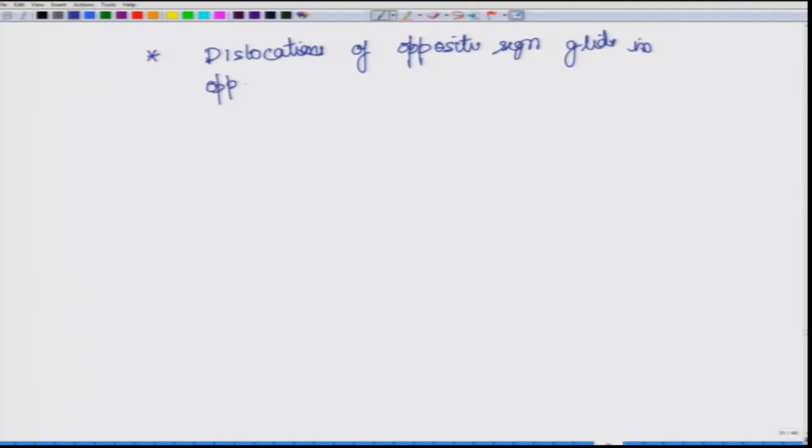So, these are two important take home messages. So, let me write it over here. Dislocations of opposite sign glide in opposite direction.